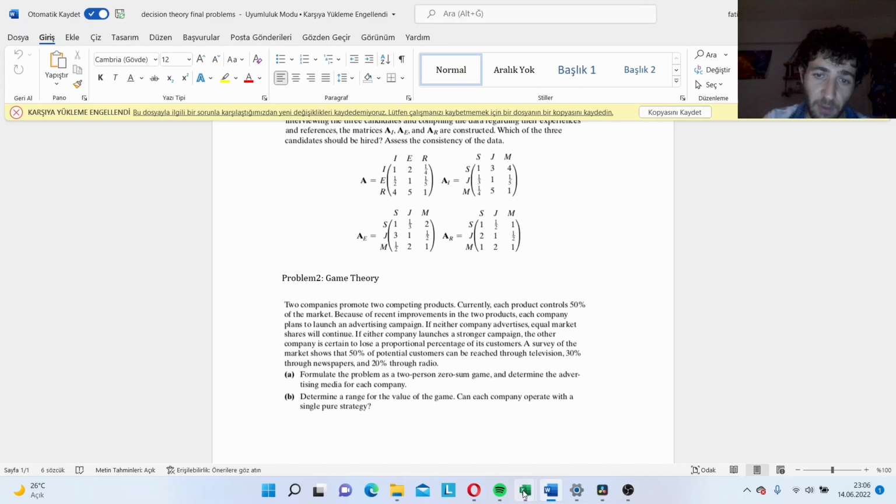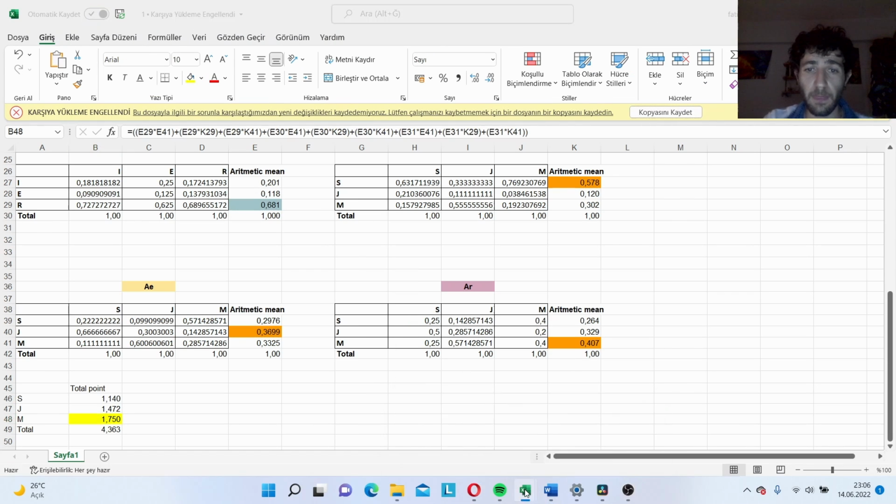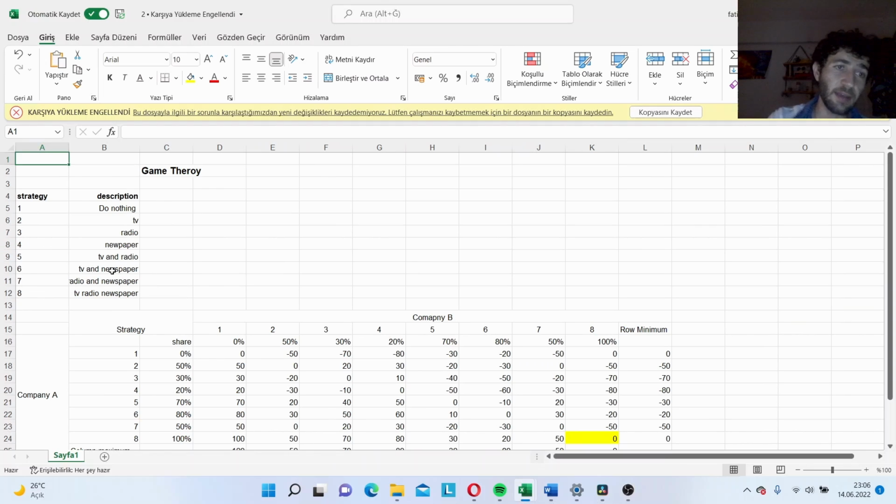For this problem, we use 8 advertising strategies. You see the numbers and the names of the strategies. The first strategy is do nothing about the advertising. Second one use just TV. Third one use just radio. Fourth one is just use newspaper. 5 TV and radio. 6 TV and newspaper, and 7 radio and newspaper. 8 use all of them.